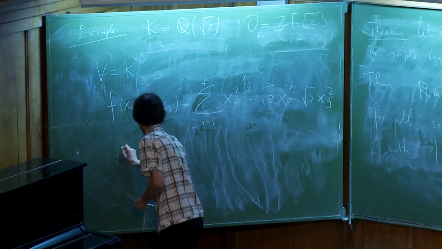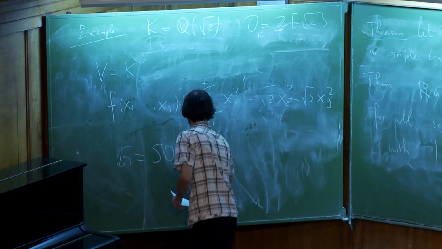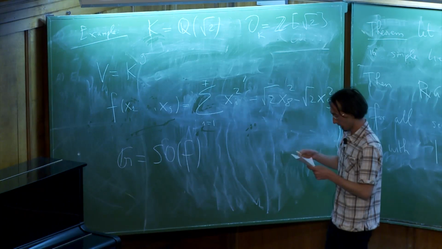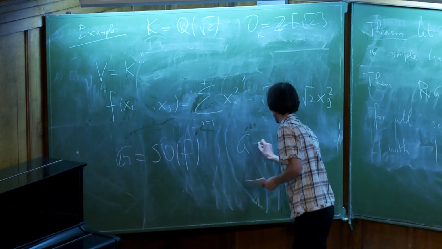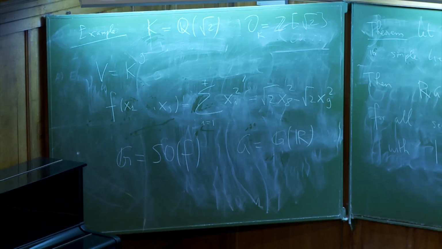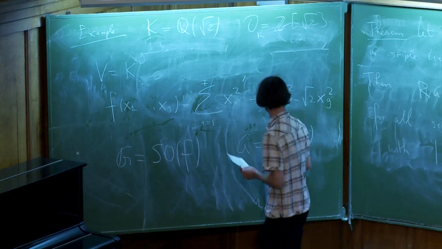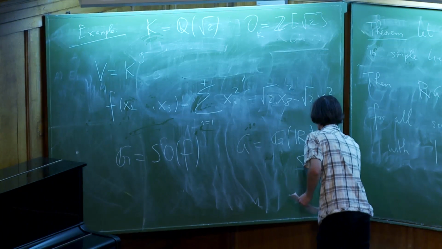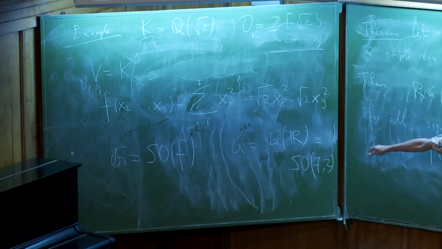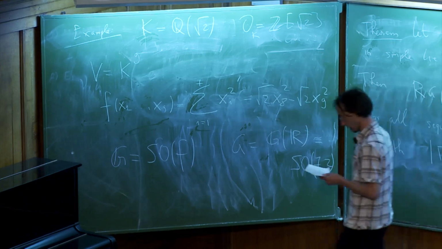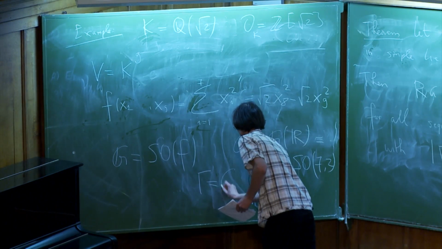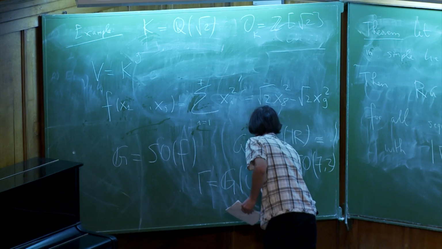The algebraic group is SO(f). These are the matrices of determinant 1 which preserve the form. The real Lie group G is just the real points of this algebraic group, and from the way it's written, this is isomorphic to SO(7,2). It's a rank 2 simple Lie group. And gamma is just the integer points, G(O).